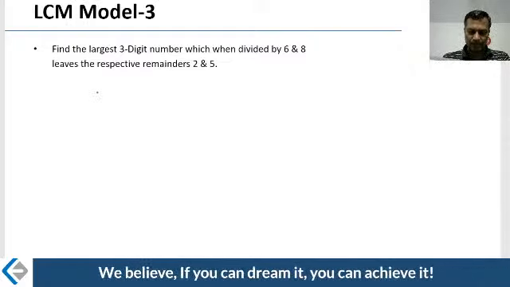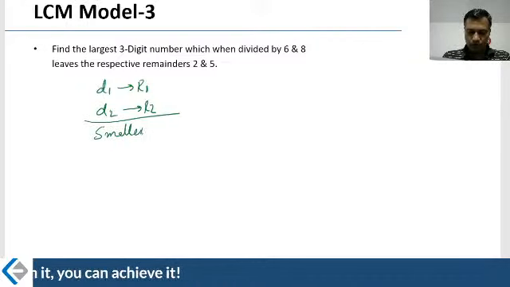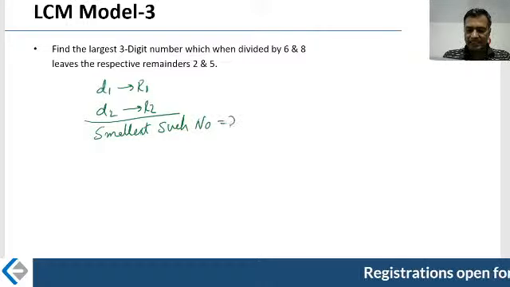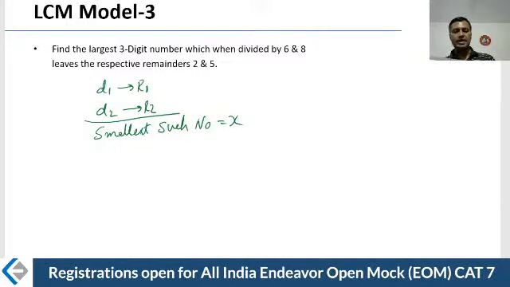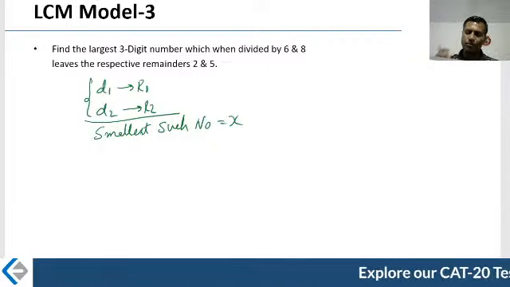If there are 2 divisors, divisor 1 and divisor 2, divisor 1 leaves remainder R1 and divisor 2 gives me another remainder R2. First you have to find out the smallest such number. Let me call it X. Smallest such number means 2 conditions. The first condition: when divided by D1, the remainder is R1. The second: when divided by D2, the remainder is R2.